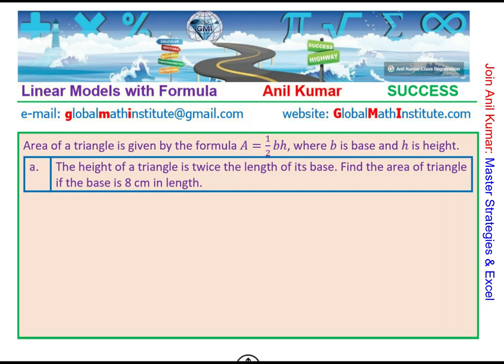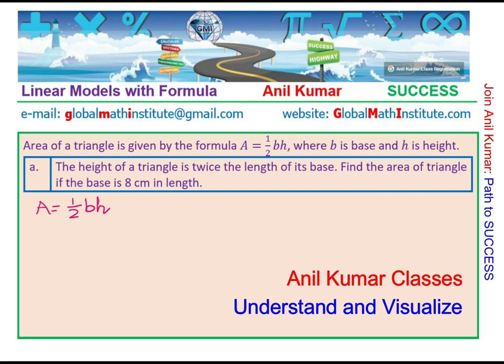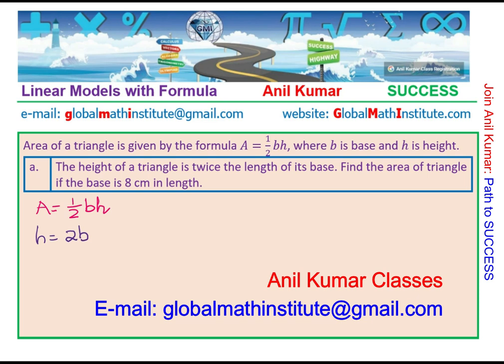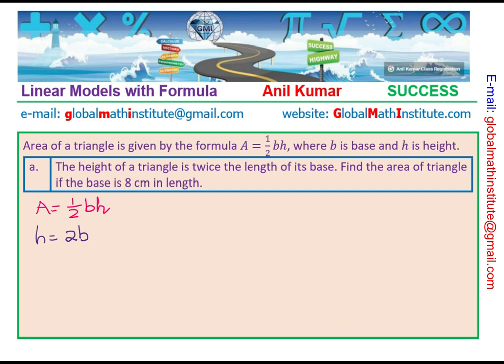Let's begin with part A. We are given that the area of the triangle is half of base times height. Now read the question properly. The height of a triangle is twice the length of base, meaning height is equal to twice the length of base. Makes sense? Find the area of the triangle if the base is 8 centimeters in length. So we gave you the base. The base is 8 centimeters.